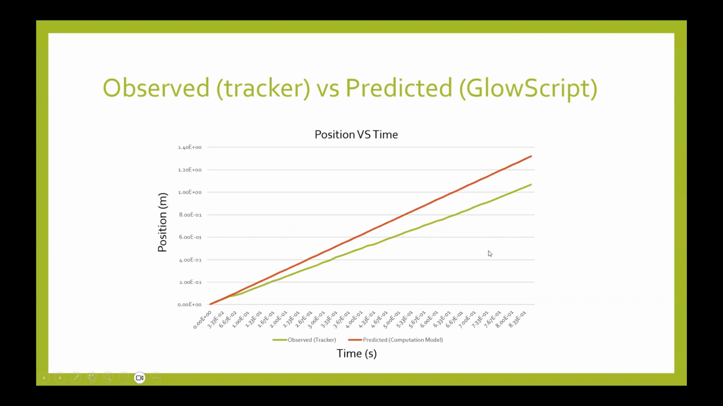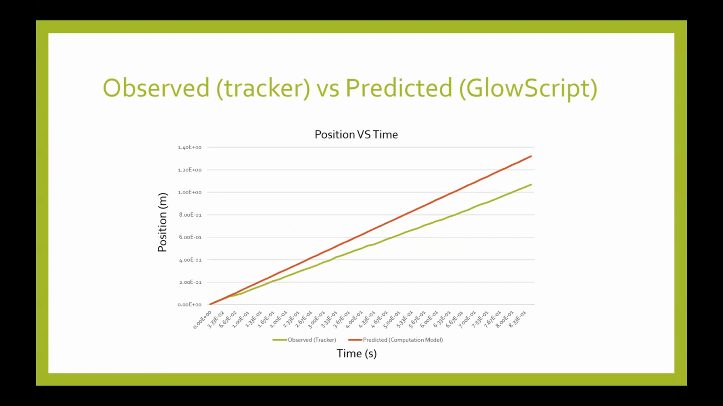So here is my observed tracker versus predicted. So my observed versus predicted chart, which is position versus time. And as you can see, there was a little bit of a difference between my two lines. And I think the reasoning behind that is that there are forces acting on the car that I could not control, like friction and other things that I just could not account for.